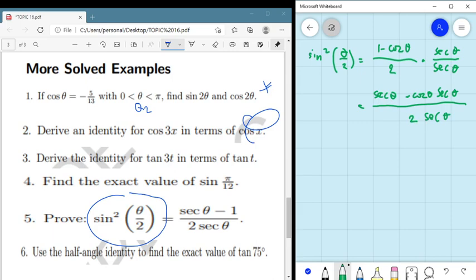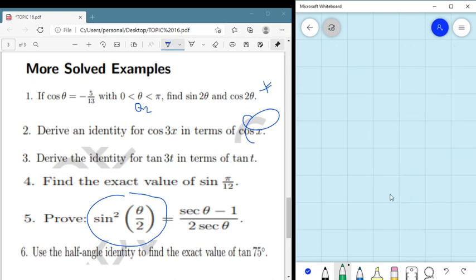Cosine theta times secant theta is 1. Then secant theta minus 1, since secant theta is 1 over cosine theta, all over 2 secant theta. Okay, that's why it cancels. So the final answer is secant theta minus 1 all over 2 secant theta. Okay, that's number 5. Okay, last number.